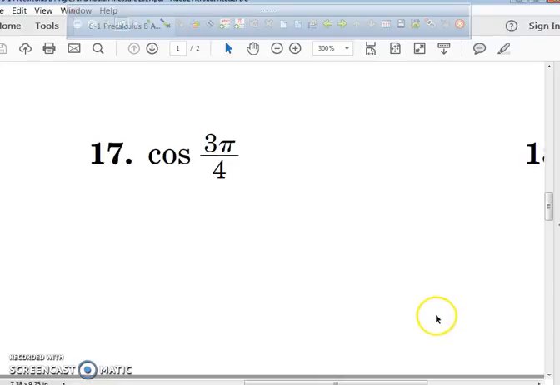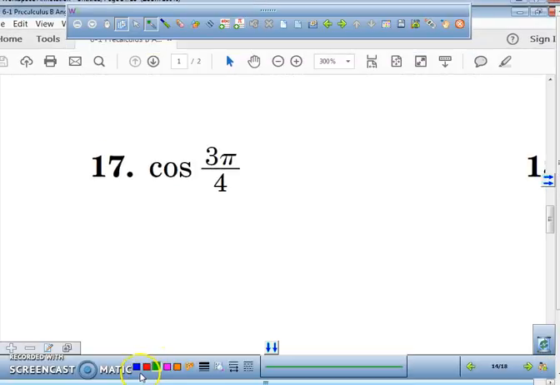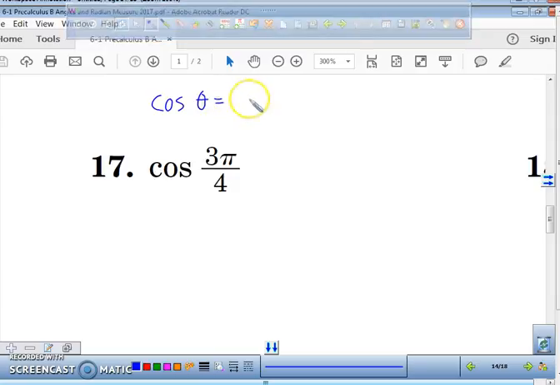Right now what we're going to do is evaluate the cosine of 3π/4. Let's go back to what we remember the cosine of theta to equal. I say the cosine of theta, and theta represents an angle. The cosine of theta is your x coordinate over your r value, the radius of your unit circle.